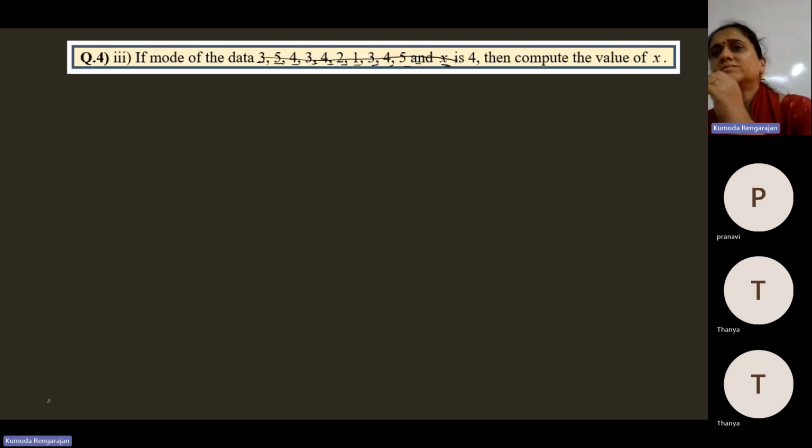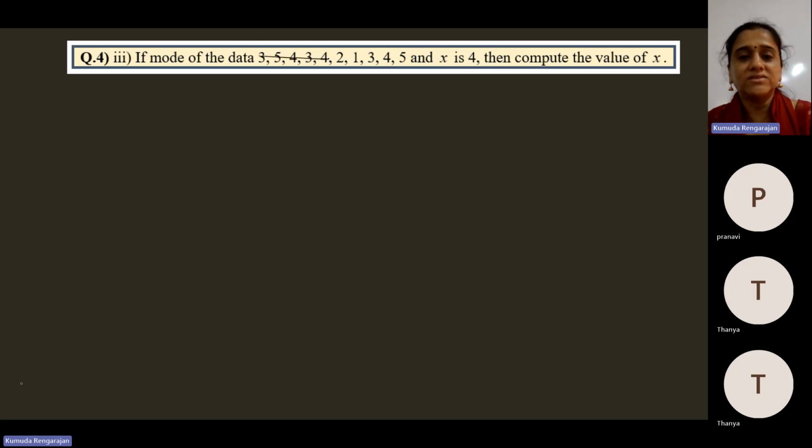So what do you say? Yeah, now X will be 4. That's what I'm telling you. One minute. See here. No, that means we haven't understood the question. Wait. Don't now read the question.